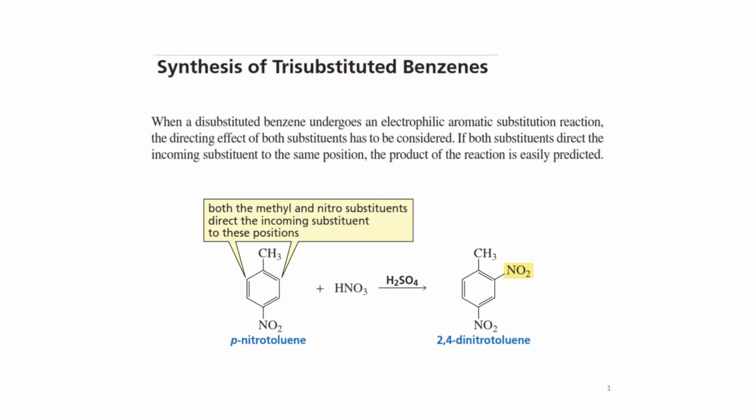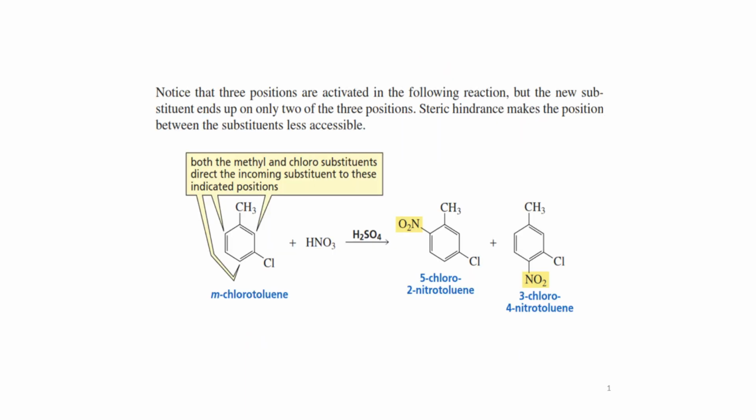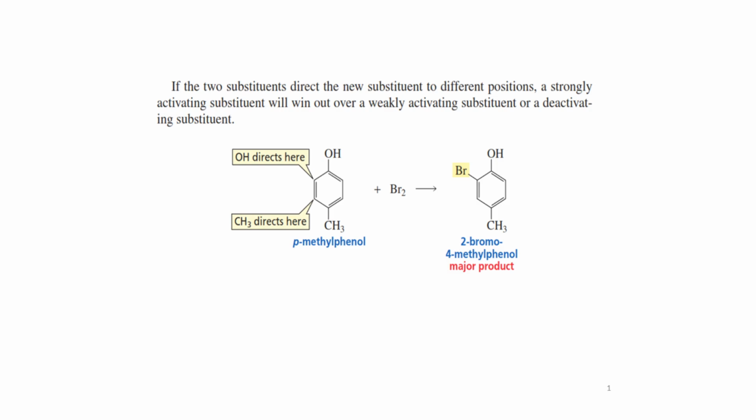as seen with para-nitrotoluene and 2,4-dinitrotoluene. Methyl and chloro groups direct to different positions, but steric hindrance makes some positions less accessible, influencing the final product distribution. When substituents direct to different positions, a strongly activating substituent will dominate over a weakly activating or deactivating substituent, as seen with para-methylphenol.